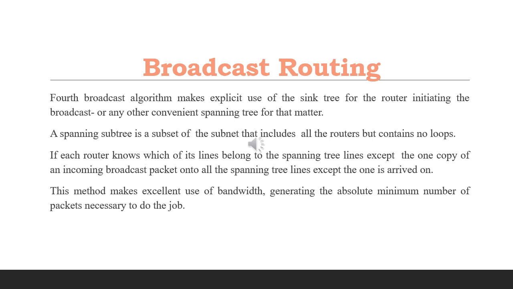The fourth broadcast algorithm makes explicit use of the sink tree for the router initiating the broadcast, or any other convenient spanning tree for that matter. A spanning tree is a subset of the subnet that includes all the routers but contains no loops. If each router knows which of its lines belong to the spanning tree, it can copy an incoming broadcast packet onto all the spanning tree lines except the one it arrived on. This method makes excellent use of bandwidth, generating the absolute minimum number of packets necessary to do the job.